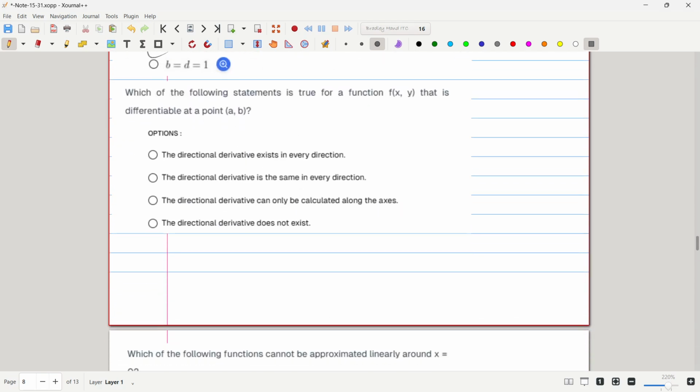Now, next question is, which of the following statements is true for a function f of x, y that is differentiable at a point a comma b? If the function is differentiable at a comma b, then the directional derivative exists in every direction. What is the directional derivative? Directional derivative is the product of the gradient and the unit vector of the direction vector. Okay.